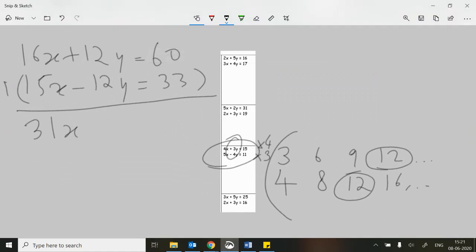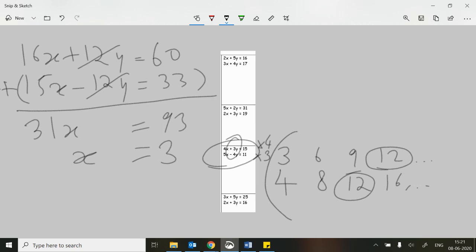So we're adding this time. We're adding because the signs were different. So they're going to cancel. And then 60 plus 33 is 93. And I'm pleased about that because 93 is in the 31 times table, or 31 is a factor of 93. So if I divide by 31, I get 3.